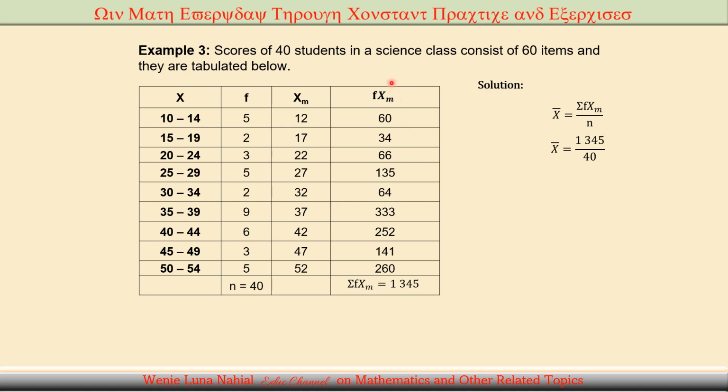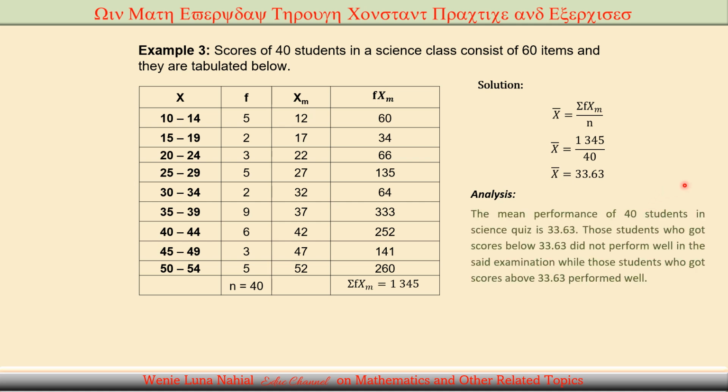Then we add the products. We have 1,345 divided by the number of frequencies, that is 40. So we get 33.63. Our analysis here says that the mean performance of the 40 students in the science quiz is 33.63, which showed that the students did not perform well in the said examination, while those students who got scores above 33.63 performed well.